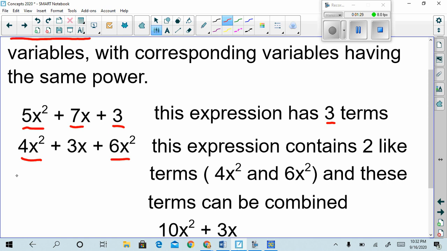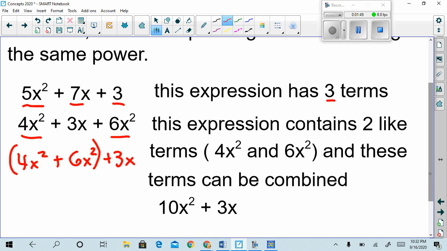Now I can use my commutative property first off by moving this term next to the 4x squared. Technically, then I can even use my associative property, and when I combine those like terms, I'll get 10x squared plus 3x. So here's where properties come into play. I did a little bit of commutative and associative property, and that was just to make the combining of like terms a little easier. We can do it in our head as well.